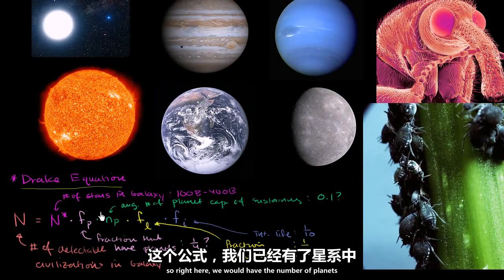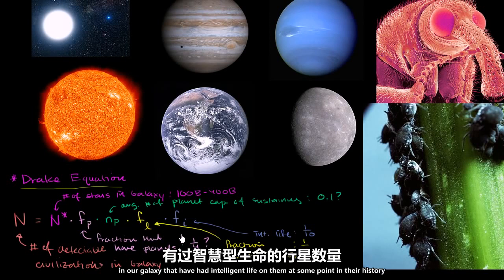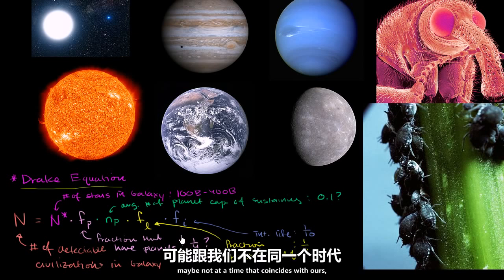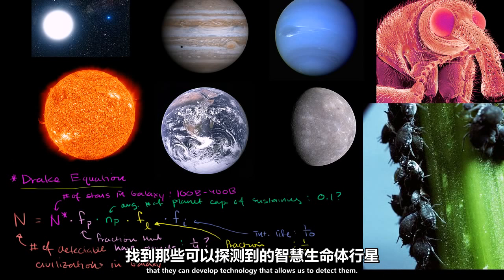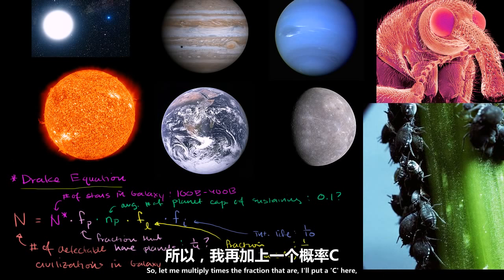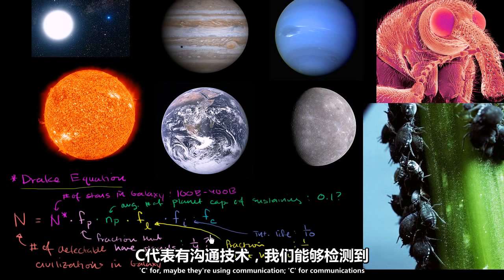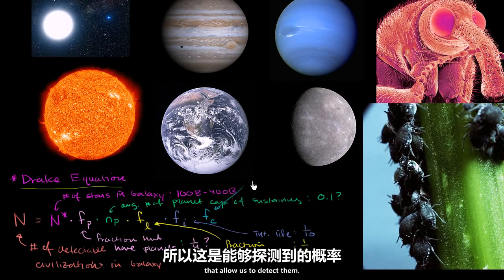So right here, we would have the number of planets in our galaxy that have had intelligent life on them at some point in their history. Maybe not at a time that coincides with ours. But what we want to do is whittle it down even more to the percentage that get to the point that they can develop technology that allows us to detect them. So let me multiply it times the fraction that are, I'll put a C here for communications, that allow us to detect them. So this is the fraction that are detectable.